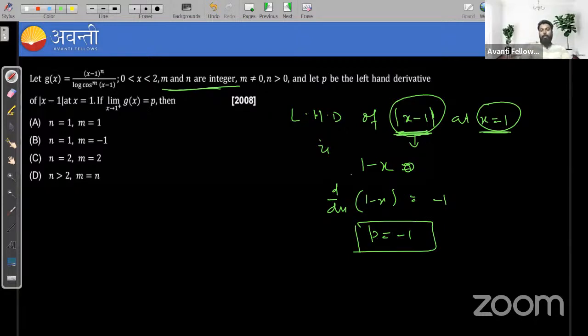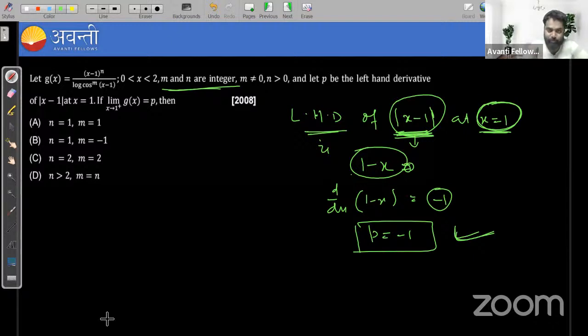Is it understandable or not? Look, p is the left hand derivative of the function mod of x minus 1 at x is equal to 1. So when you find the left hand derivative, x tends to 1 minus, that means you need to take the point x less than 1. When x is less than 1, this mod will open with a negative sign, so this function becomes 1 minus x. Then differentiating this function, you will get minus 1. So p becomes minus 1. The left hand derivative of mod of x minus 1 becomes minus 1. Okay, we got p is equal to minus 1. This is the most important thing.